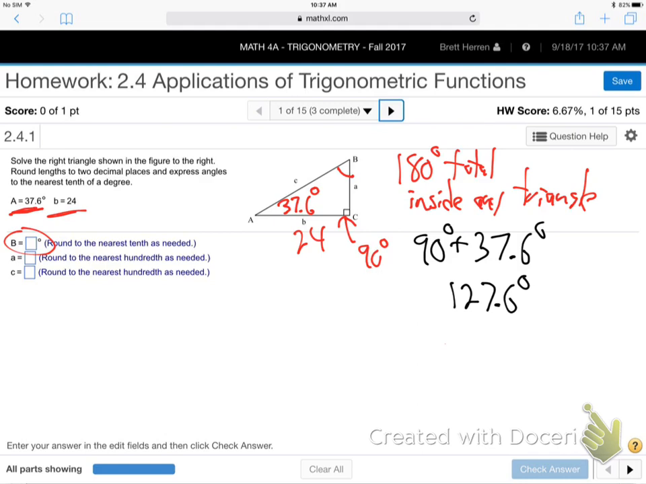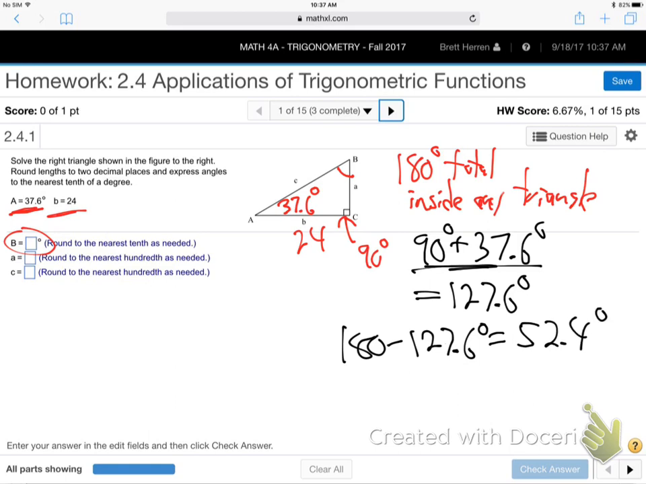127.6. And then you subtract from 180, because there's 180 total in the triangle. Add up the two angles you have. 90 and 37.6 is 127.6. And then subtract from 180. What is that going to be? 52.4. Am I doing that right? Yeah, I think so. 52.4 degrees. And they just let you stay in degrees. Yeah, it says degrees. So there we go.